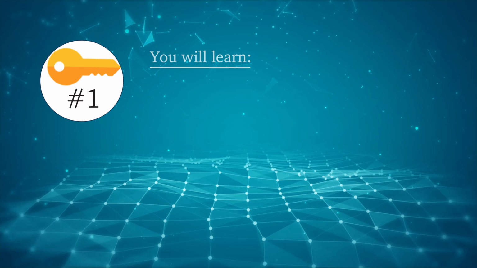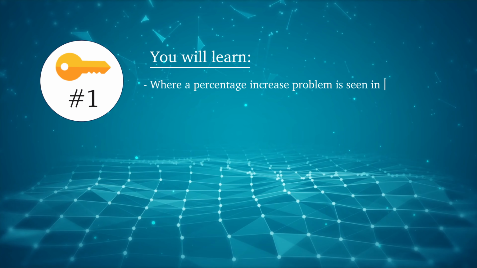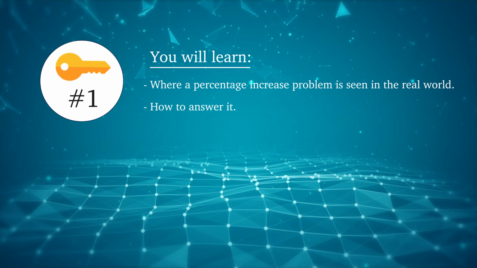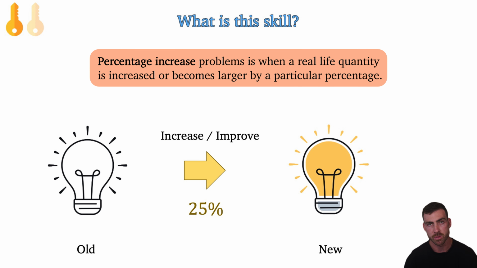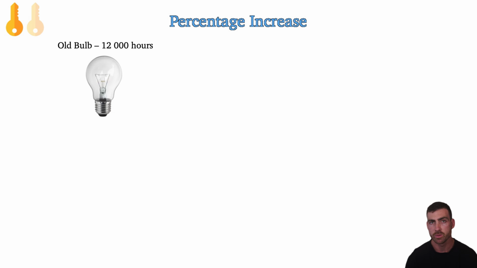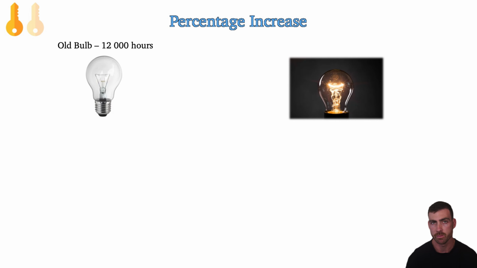In this section, you will learn where a percentage increase problem is seen in the real world and how to answer it. A percentage increase problem is when a real-life quantity is increased or becomes larger by a particular percentage. Let's look at a practical example comparing a new and old light bulb. But here's the problem. Companies use percentages to highlight improvement, so we need today's skill to actually know how much of an improvement it really is.